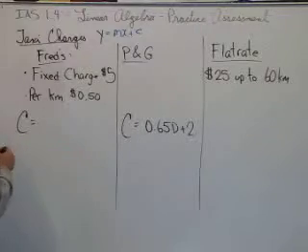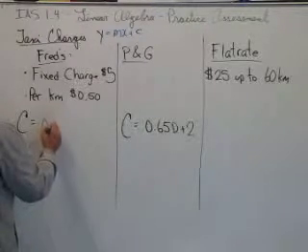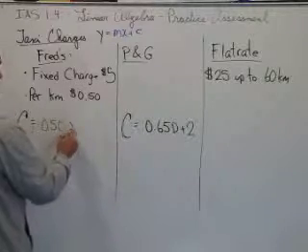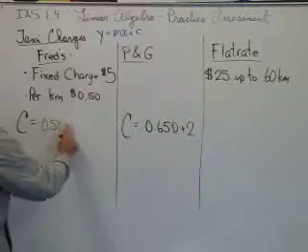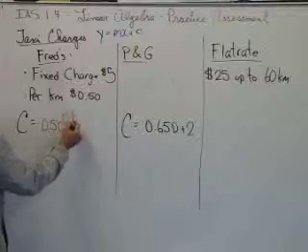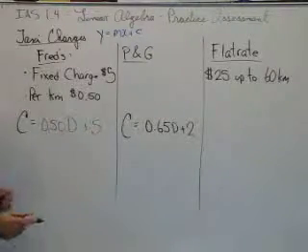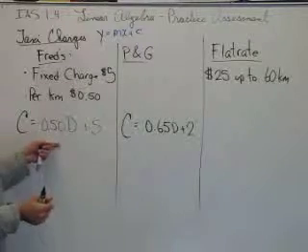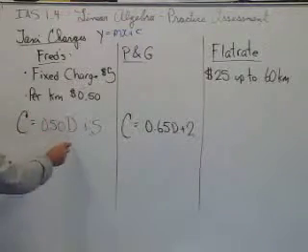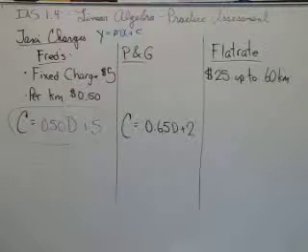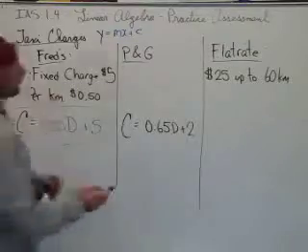So my cost is going to be equal to 0.50 times x, which in this case is going to be the distance or number of kilometers, plus my $5 charge. So there's the equation for Fred's. C equals 0.50d plus 5. We've got the equation given from P&G.